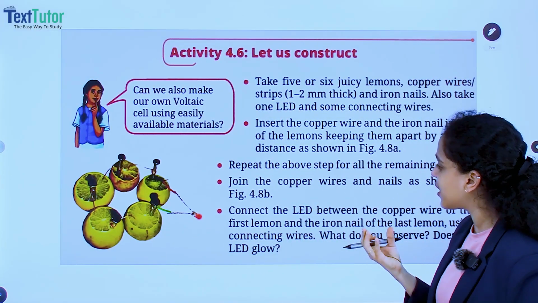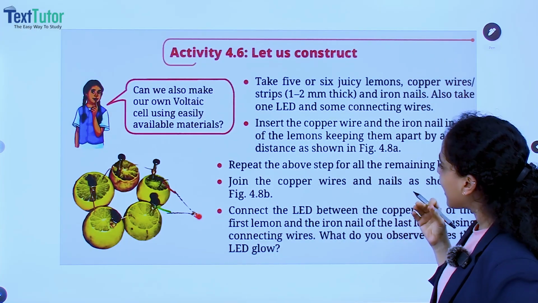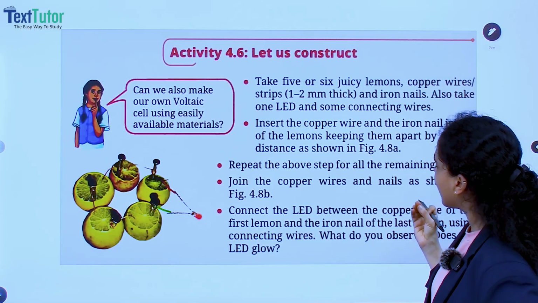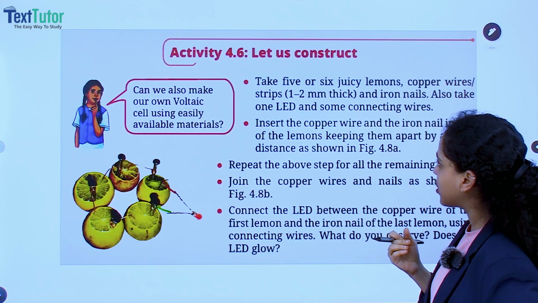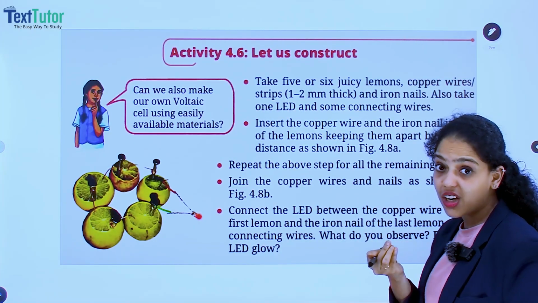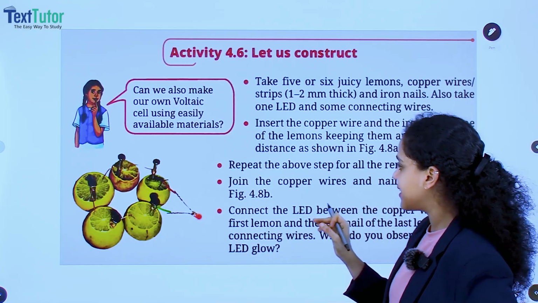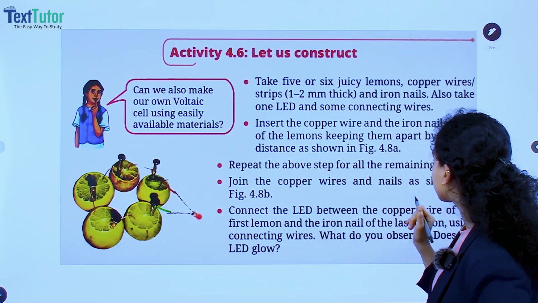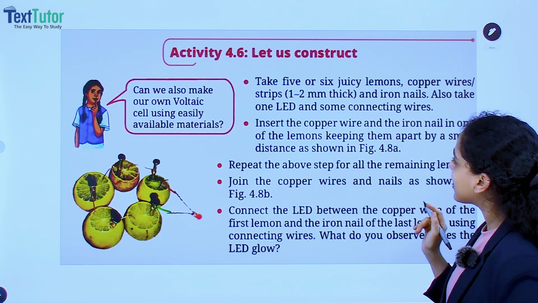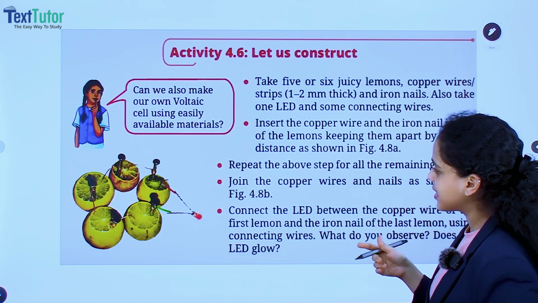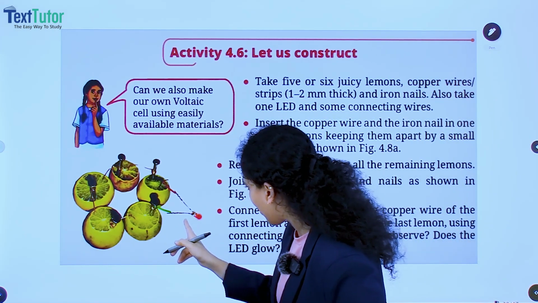We have to take 5 to 6 juicy lemons. Then a copper wire or copper strips we can use, 1 to 2 millimeter thickness. And iron nails are needed. Also take 1 LED and some connecting wires. So here you have to take 1 LED.